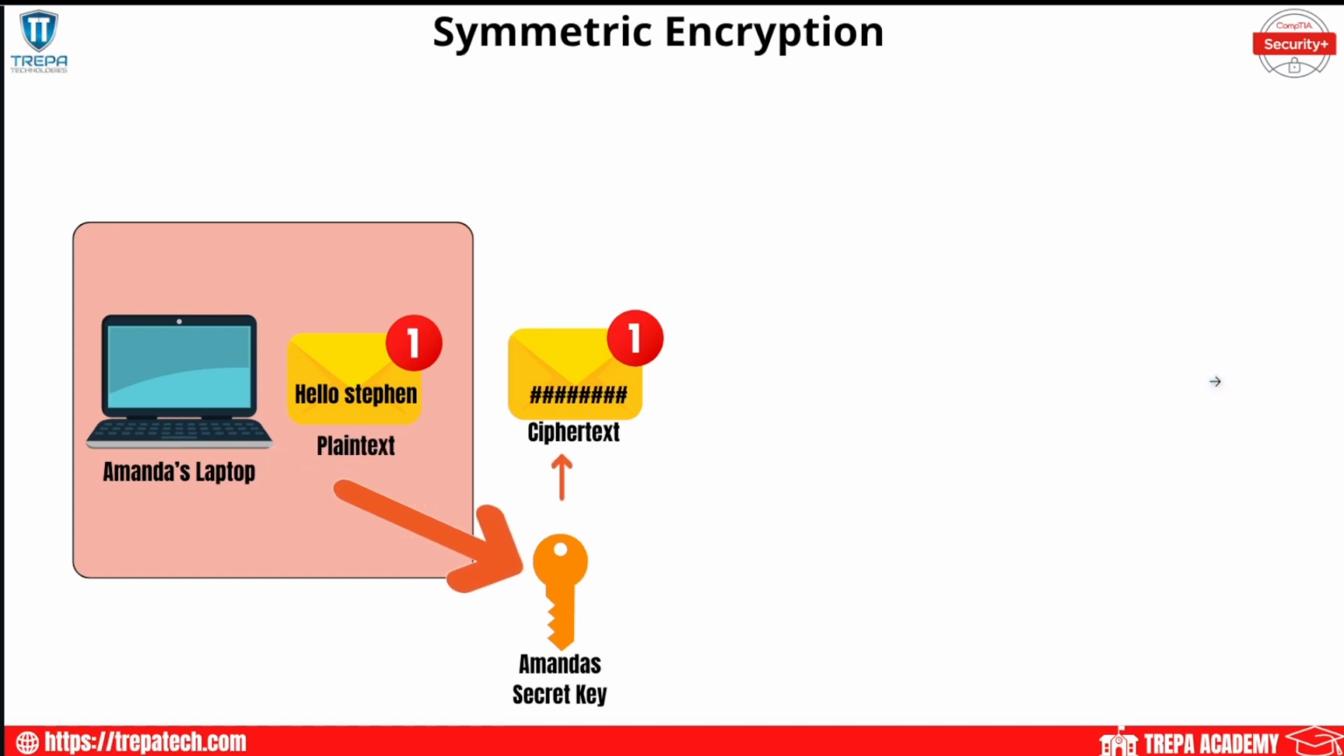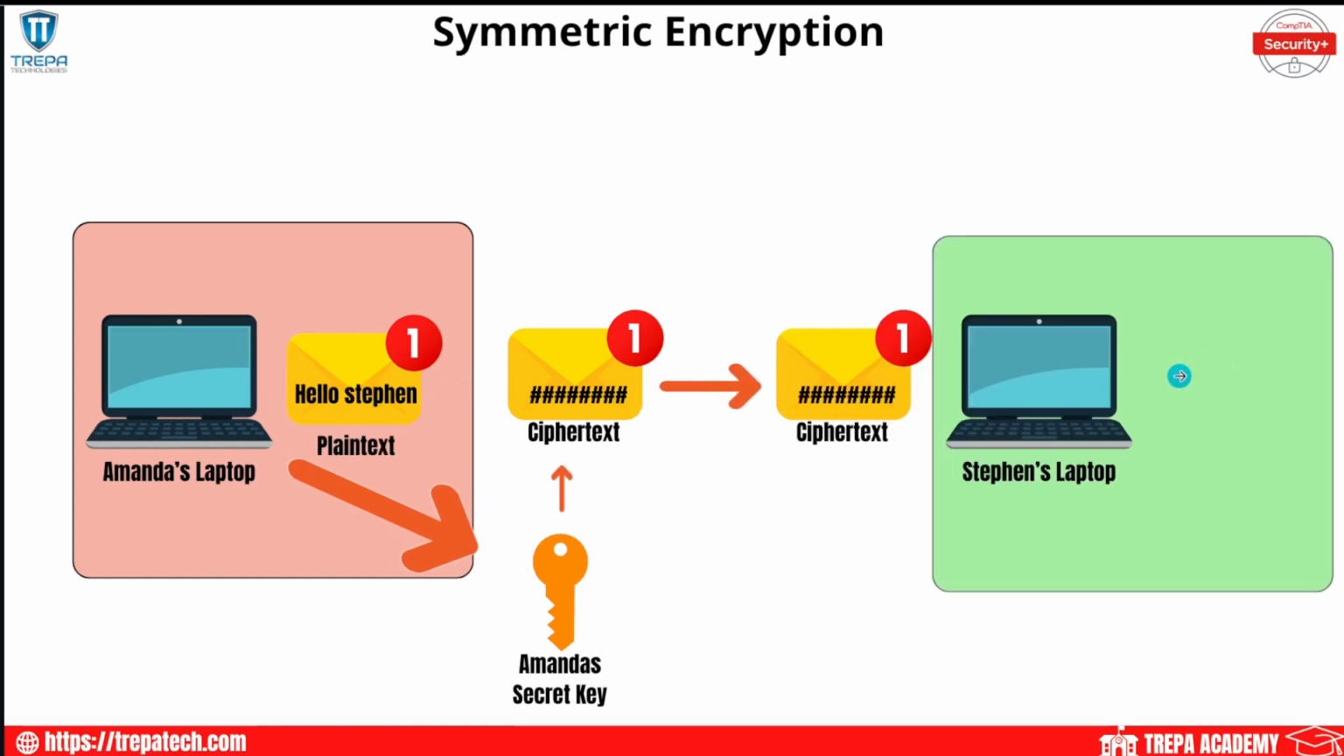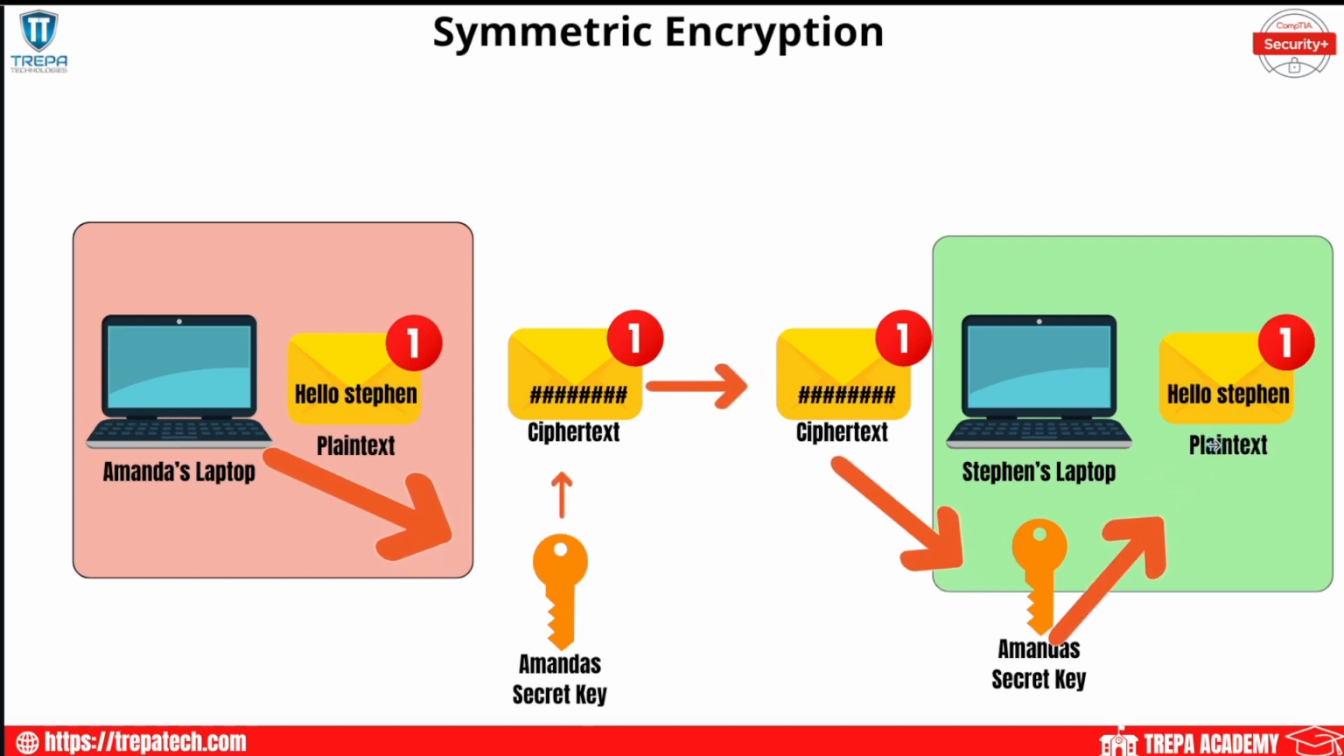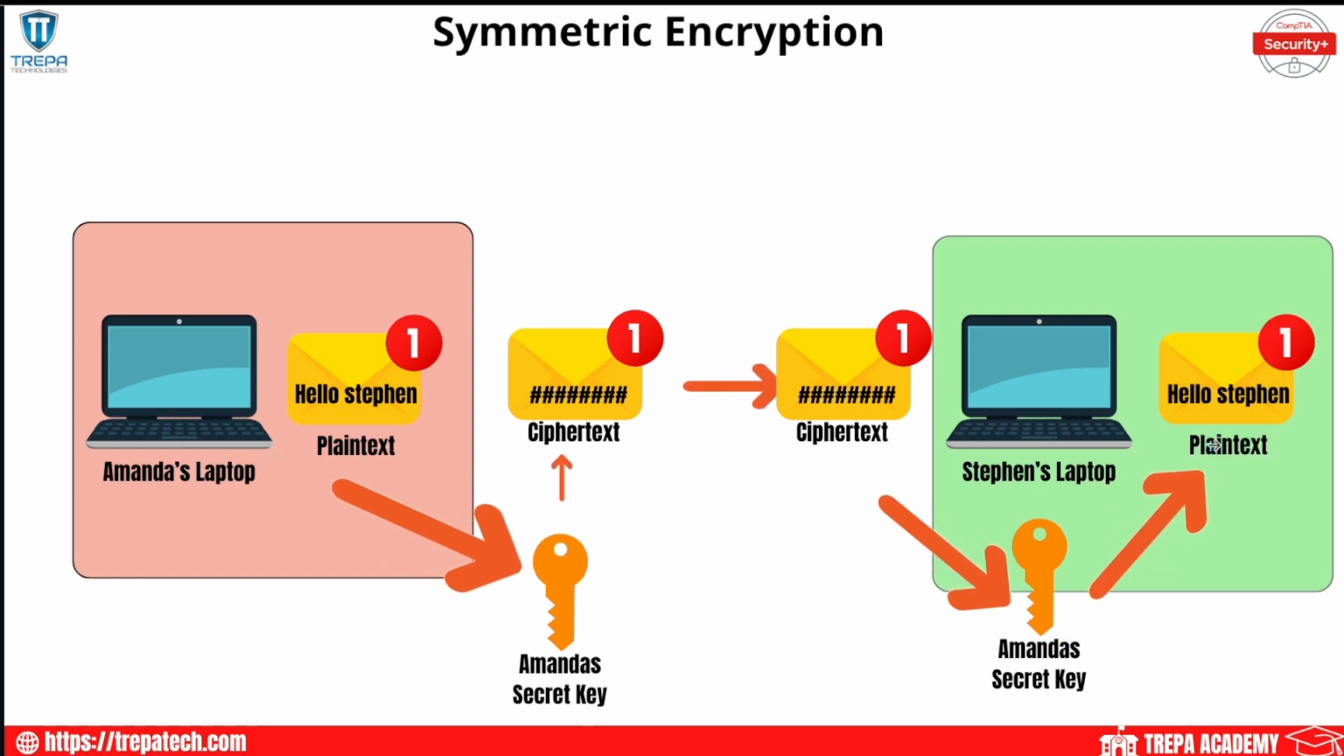Next, we're going to apply that algorithm using this generated secret key to that message. And now it's in ciphertext. We're then going to send that encrypted message over to the receiver, which is Steven. And then Steven's going to have to use Amanda's secret key to actually decrypt that information. And then once he does that, now he can see that plain text message.